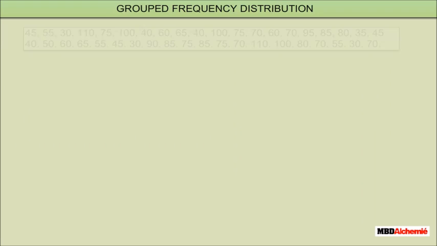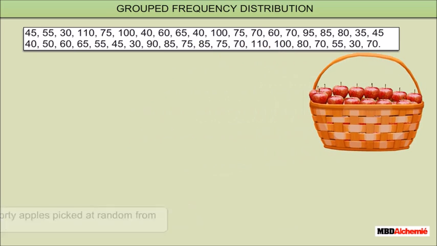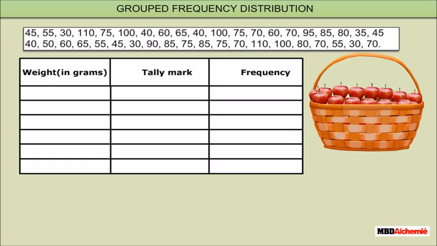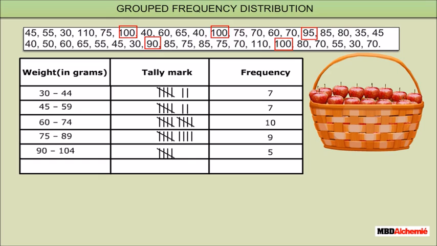Grouped frequency distribution. The weight in grams of 40 apples picked at random from a basket are as follows. We can tabulate this data in groups of 15 as follows. From 30 to 44, there are 7 elements. From 45 to 59, there are 7 elements. From 60 to 74, there are 10 elements. From 75 to 89, there are 9 elements. From 90 to 104, there are 5 elements. From 105 to 119, there are 2 elements.